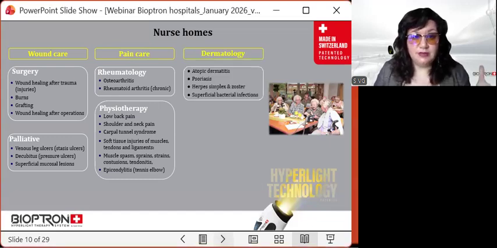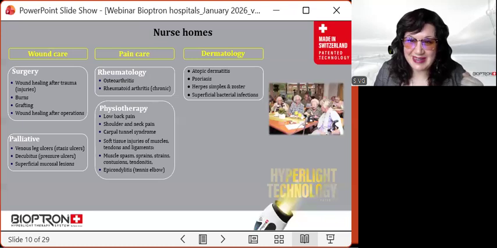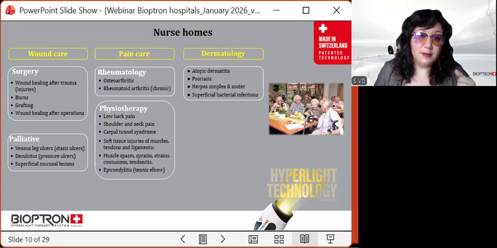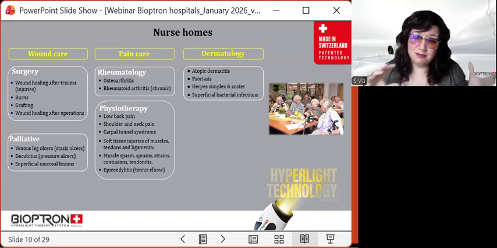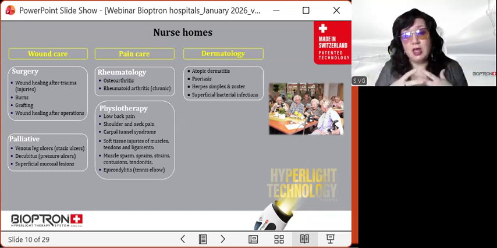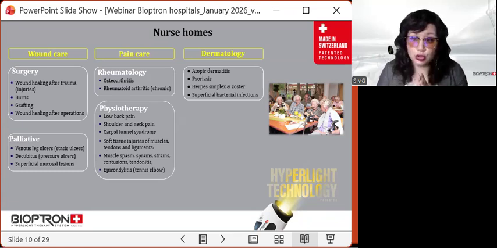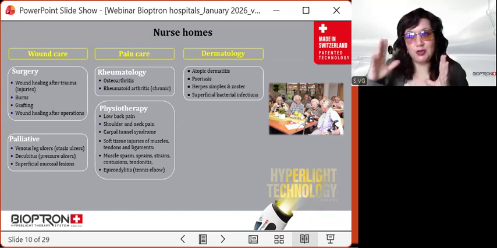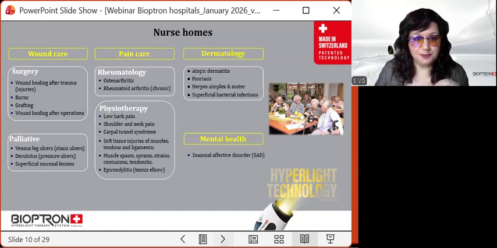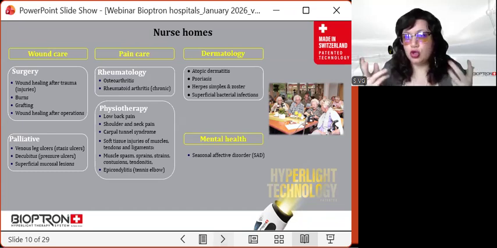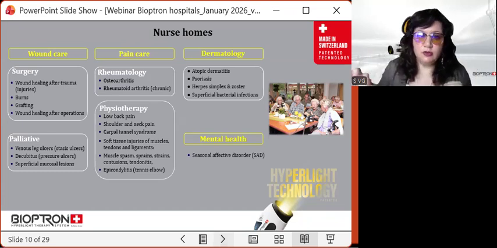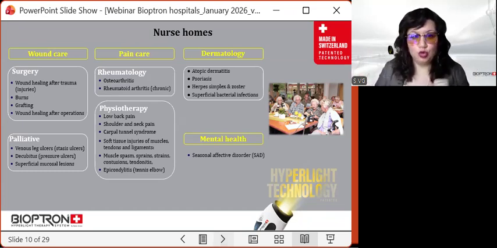And for dermatology, it's very rare that they will have acne, but of course, very often they have dermatitis, psoriasis, and they can have some superficial bacterial infections. So Bioptron can help them also in these cases. As you can see, once again, with one device, you can treat quite a lot of medical problems within different domains. And of course, mental health, to fight some depressive-like symptoms or when they don't feel very well, Bioptron can help boost them.